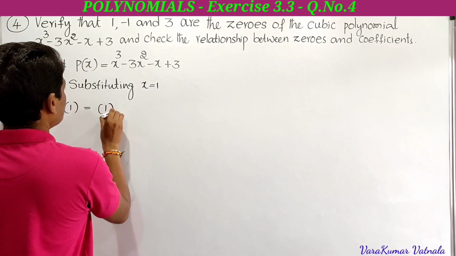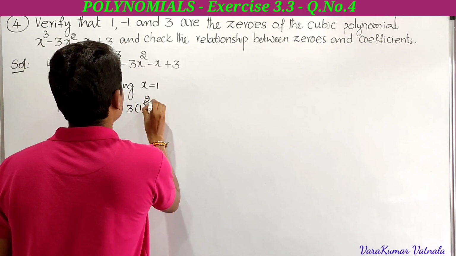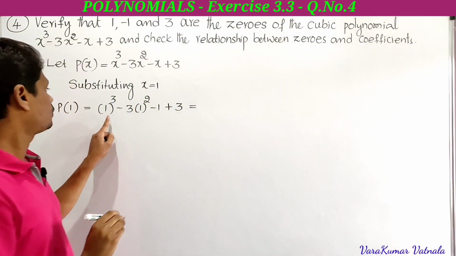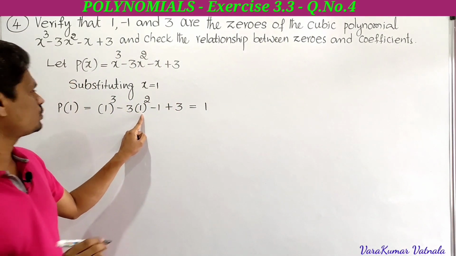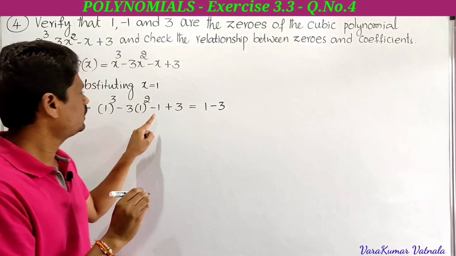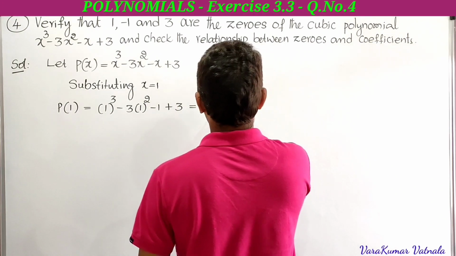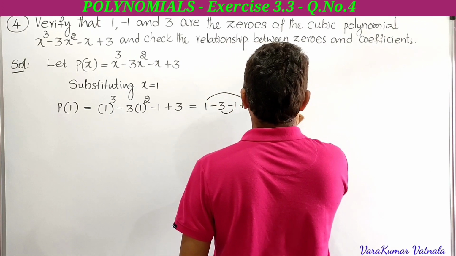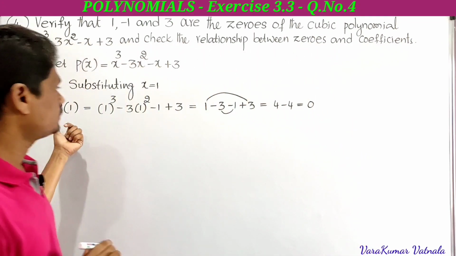to 1 cube minus 3 into 1 square minus 1 plus 3. So 1 cube is 1, minus 3 into 1 square is minus 3, and minus 1, plus 3. Here 1 plus 3 is 4, minus 3 minus 1 is minus 4. 4 minus 4 is equal to 0. This is p of 1.